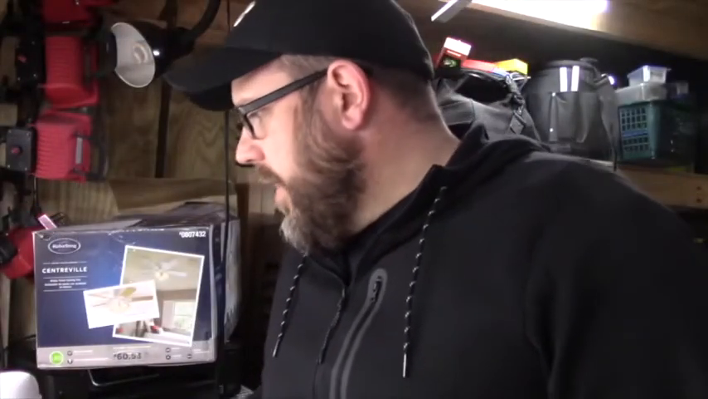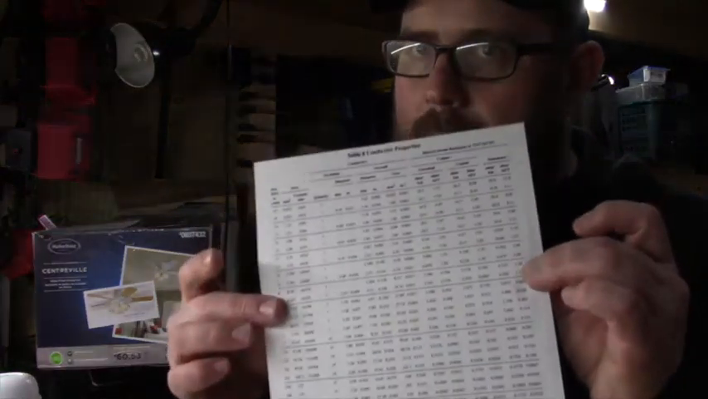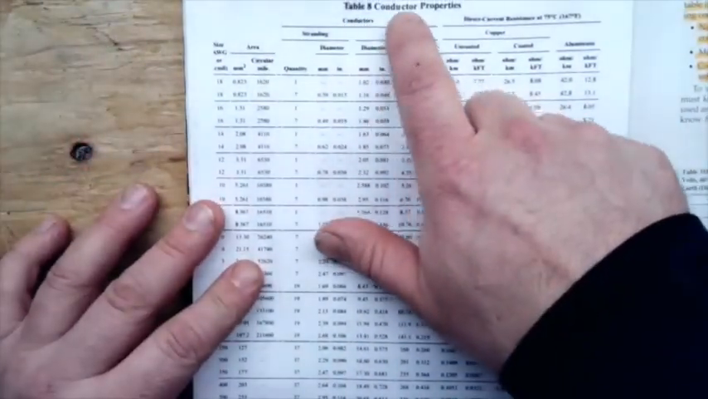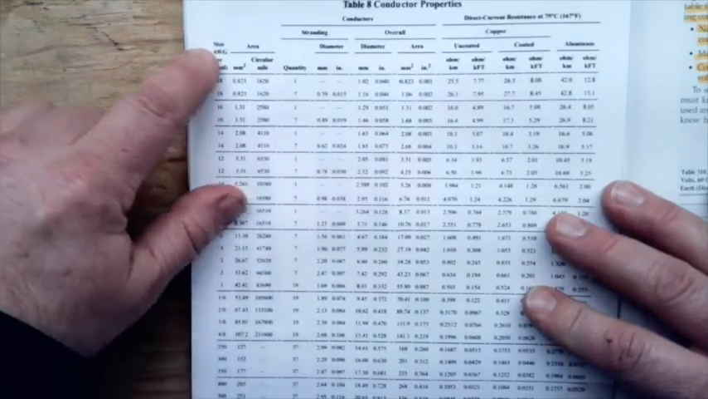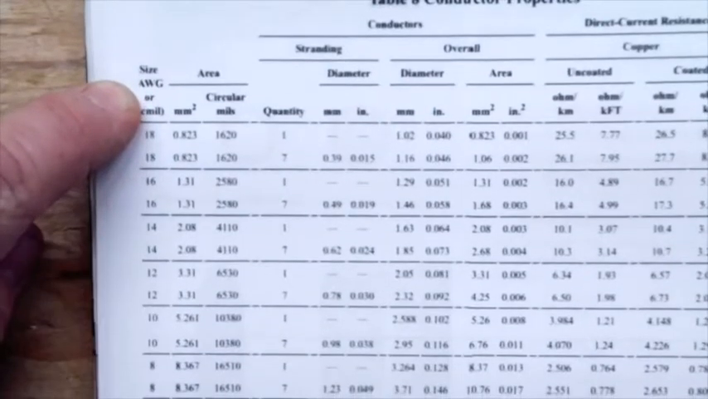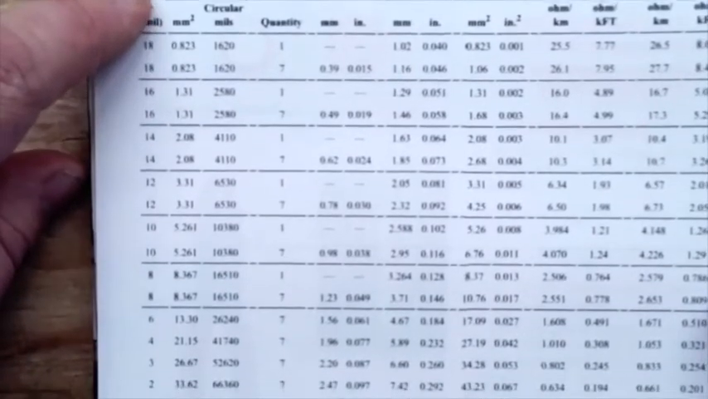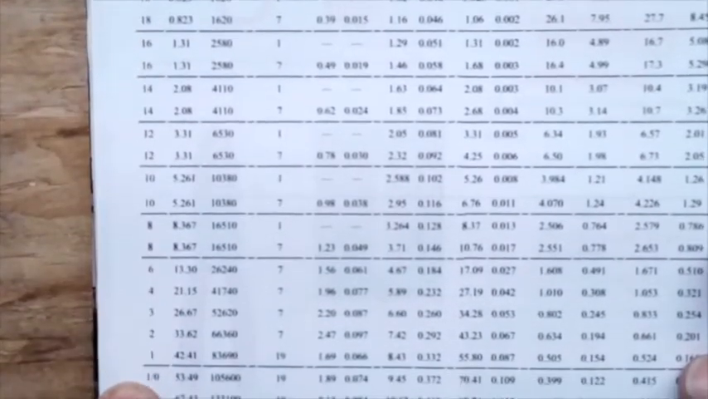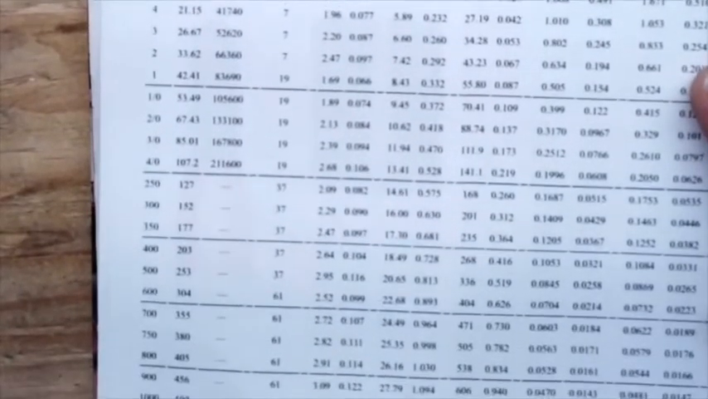So let's figure this one out. Let's start by looking at this piece of paper. This fancy piece of paper that I have here is right out of the code book. It's Chapter 9, Table 8. If we look on here, it says Table 8, Conductor Properties, and it lists all sorts of stuff. The biggest thing is that we have our size, American wire gauge, and our kcmil. So we have our MCM and our American wire gauge, all numbered down the side, all the way up to 2,000 at the bottom there.